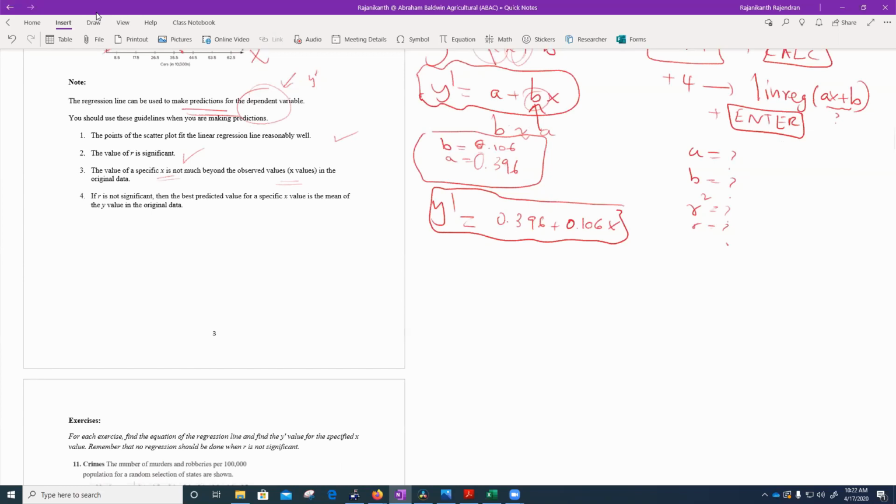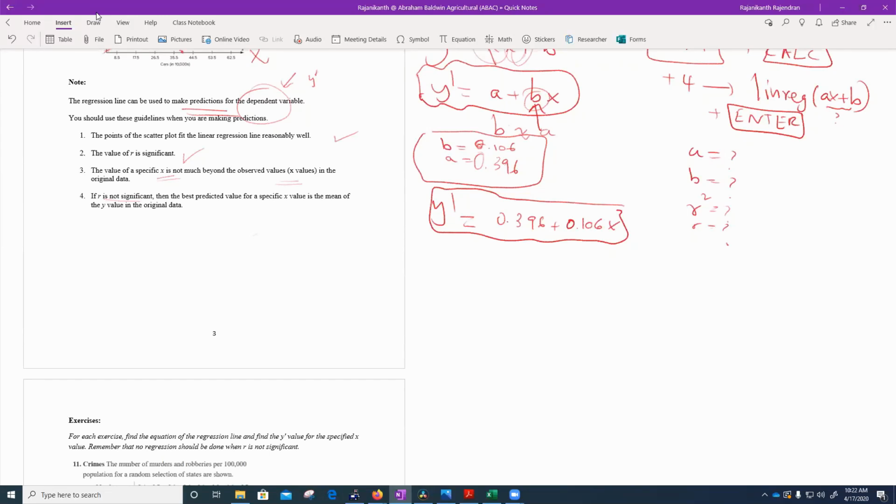And the next one is r is not significant. If r is not significant, what does that mean? Then there should be no linear relationship between the variables. Remember last time we set up the hypothesis testing. So if it is significant, you have to have the linear relationship. If it is not significant, there's no linear relationship.